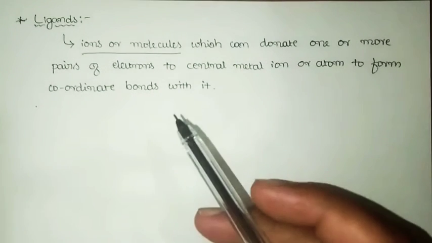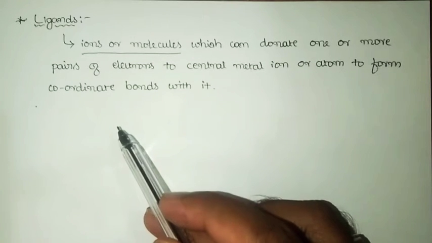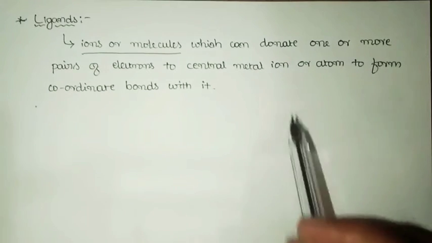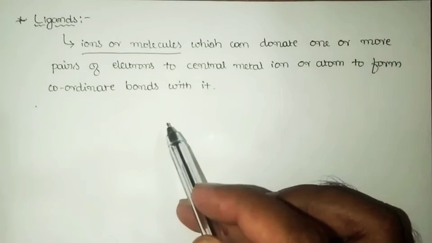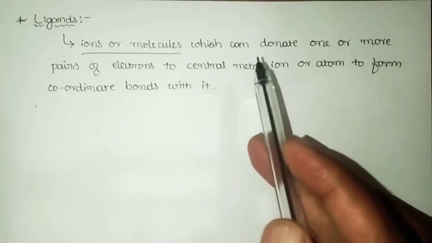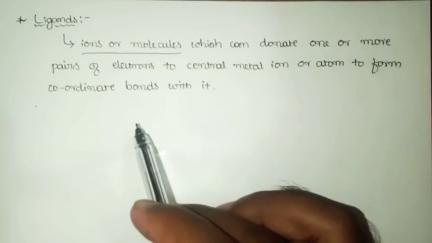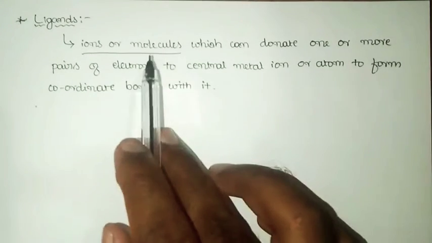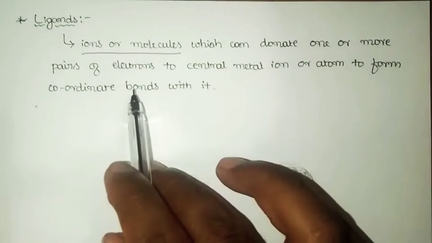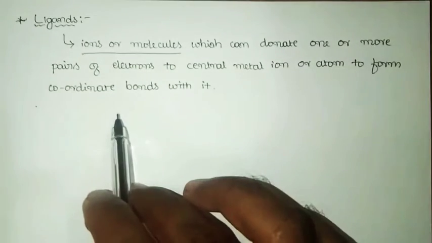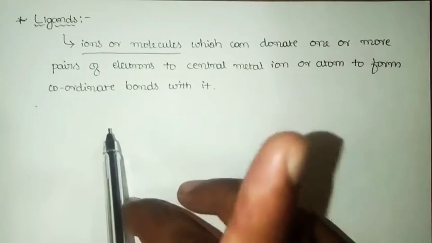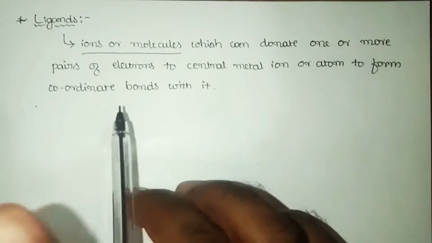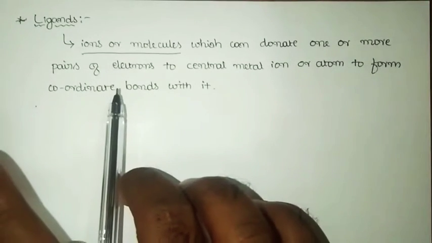A ligand means, we said in our previous video, that in a complex ion or in a coordination sphere, the central metal ion will be surrounded by certain definite number of ions or molecules which form coordinate bonds with the central metal ion. In order to form the coordinate bond, the ions or molecules are supposed to donate the electron pairs to the central metal ion. For one electron pair donated by the ions or molecules, there develops one coordinate bond between the ion or molecule and the central metal ion.